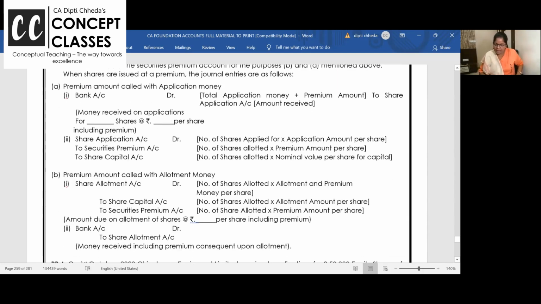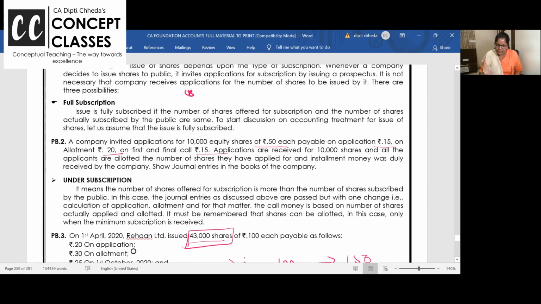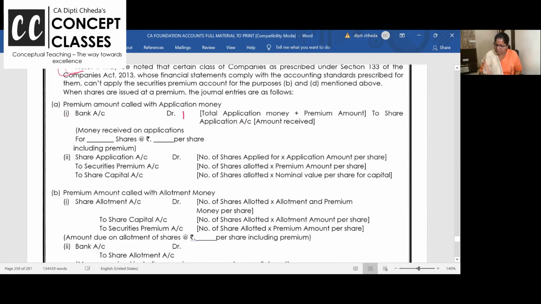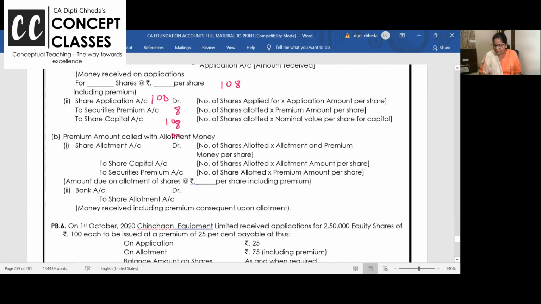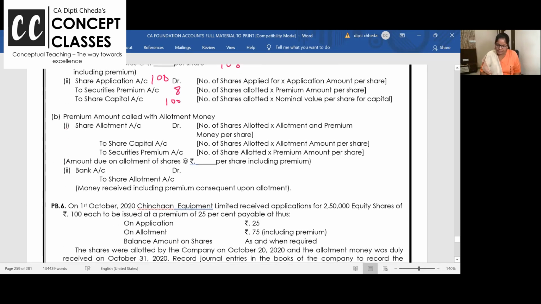So it's bank to share application to securities premium to share capital. I hope you are getting it. In bank, 108 rupees of share application is coming. But I told you, how much goes into capital? 100. So 8 rupees will go into premium. For entries of premium, from now onwards I'll make you practice all the problems so that it is clear.